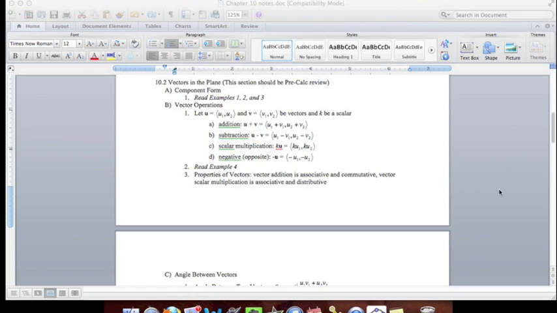So these properties of vectors: addition is associative and commutative. It doesn't matter whether you do a plus b or b plus a, and you can also group them. Scalar multiplication is associative and distributive, so you can distribute it through things. So they follow our normal rules of real numbers here. So if u is defined as -1, 3, and v is defined as 4, 7, we want to find 2u plus 3v.